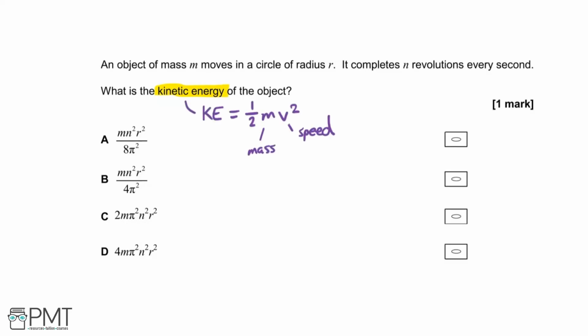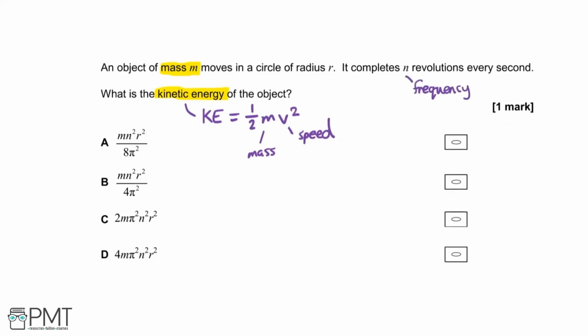So kinetic energy is equal to 1/2 times the mass times the speed squared. Now, we're fine with the mass because it gives us that in the question. What you'll notice there is it's talking about a radius r and the number of revolutions per second, n. So let's think of n as being like a frequency. And what we can then do is relate that frequency to the angular frequency by a factor of 2 pi. And that is the number of radians that mass moves through every second.